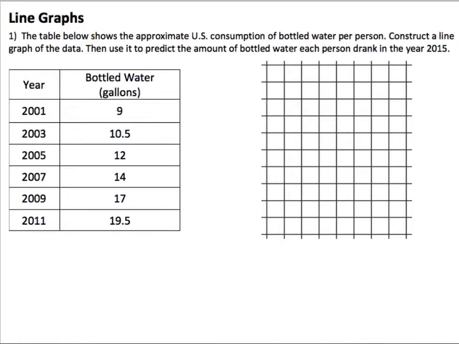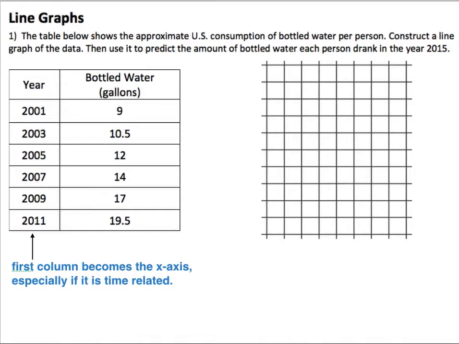So when you're graphing data, an important thing to note is when you're figuring out which numbers are going to be treated as x-axis numbers and which numbers will be treated as y-axis numbers, the first column always becomes the x-axis numbers. So the first column here is talking about years in our experiment.